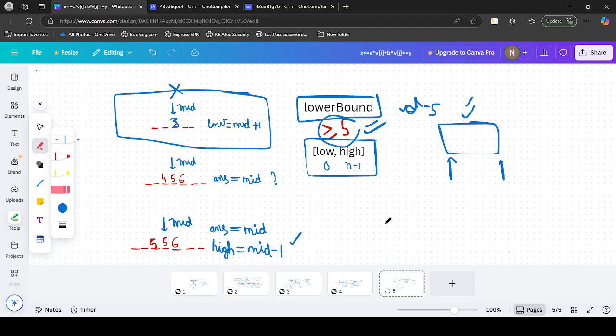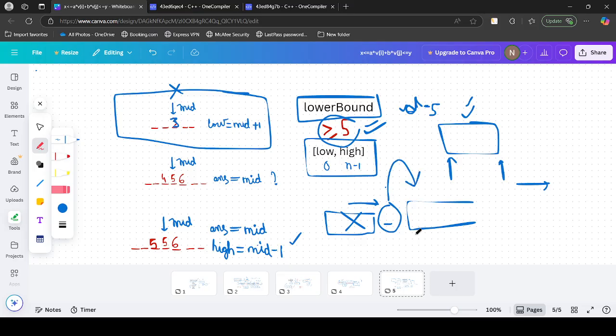So we are sure that the answer will always be in the right part, because the array is sorted and this element is not greater than or equal to 5. Then we are sure that any of the previous elements will not be greater than or equal to 5, because it is sorted in increasing order. So obviously, if the answer exists, it will exist only in the right part.